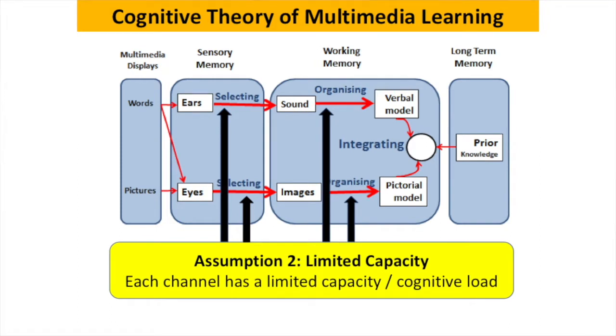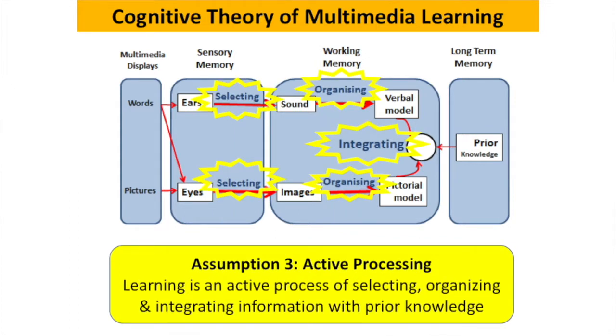And this two channel, the assumption is this. Each channel has a limited capacity. It is narrow. So, this channel is just a tube, okay? And it can only allow a certain amount of information, whether visual or auditory. So, take note of that. And assumption number three is active processing: learning is an active process of selecting, an active process of organizing and integrating with prior knowledge. And here we come to new knowledge.